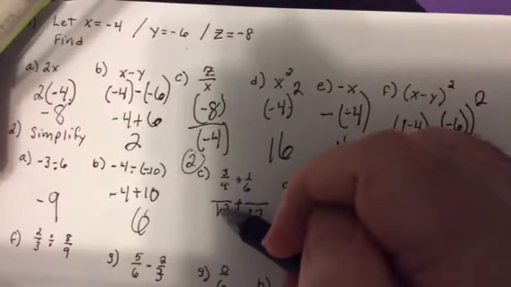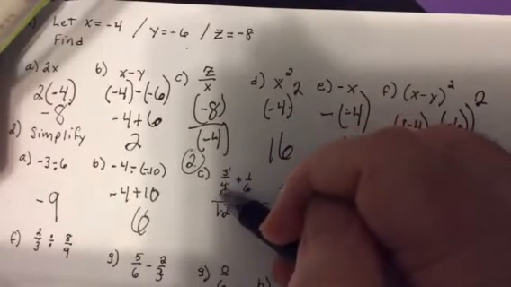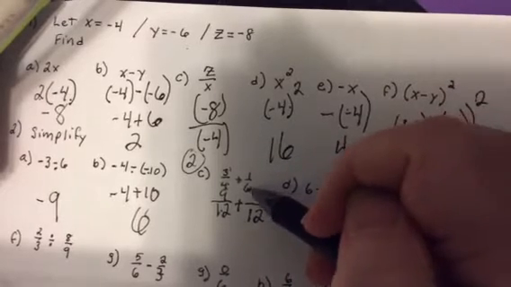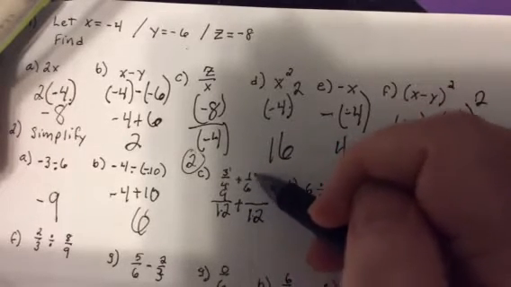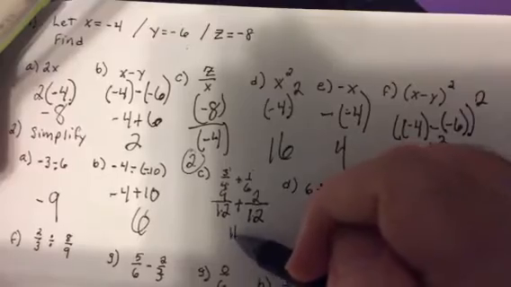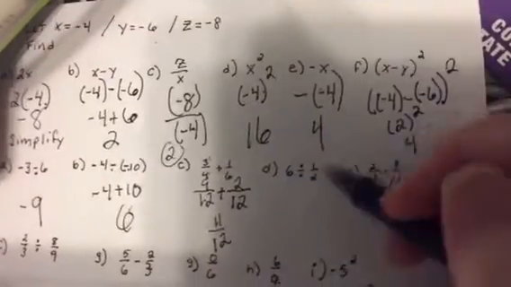So 4 times 3 is 12, so you multiply the top by 3. And 6 times 2 is 12, so 2 times 1. So that's 11 over 12.